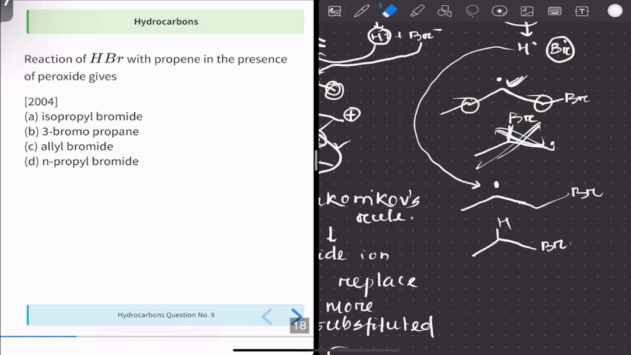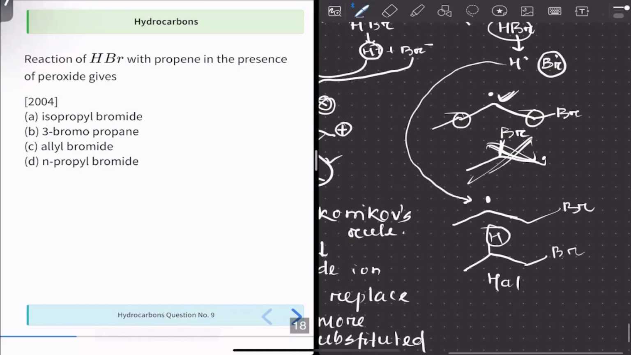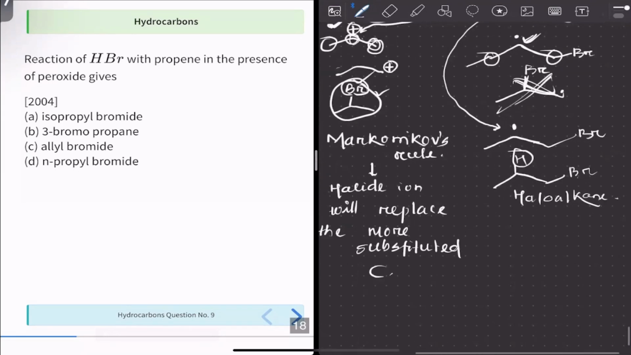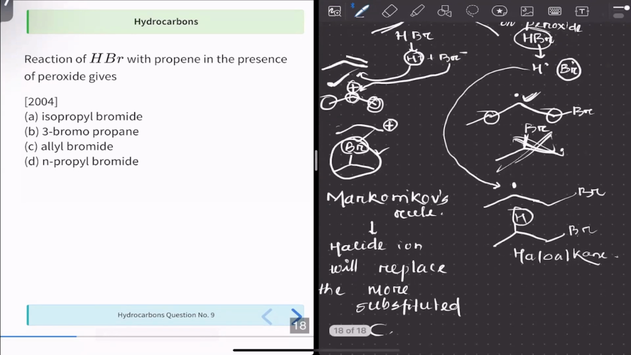Here hydrogen will be attached and form a haloalkane. Notice, in absence of peroxide, the bromine will attach to the more substituted carbon atom. But in presence of a peroxide, the bromine atom will be attached at the less substituted carbon atom, the terminal position. Okay, this is called anti-Markovnikov rule.